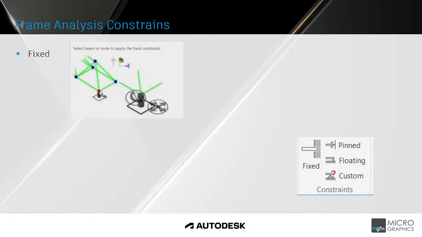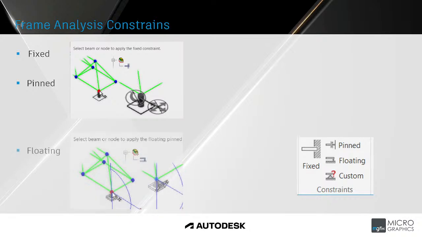First, we've got your fixed. Your fixed constraint removes all degrees of freedom from the selected geometry. As you can see, your fixed and pinned both select a beam or node to apply the constraint. The difference between your fixed and pinned is that your pin actually removes displacement degrees of freedom from selected geometry, where your fixed removes all degrees of freedom.